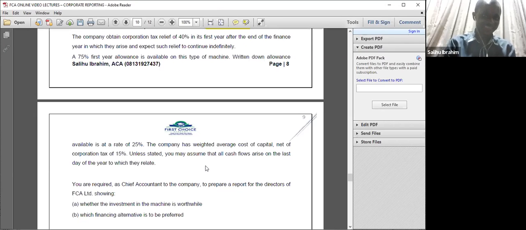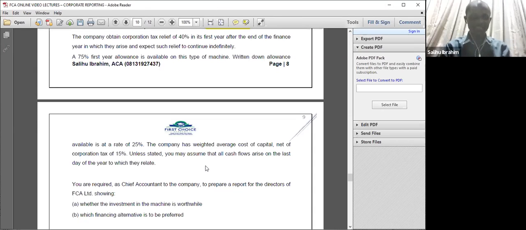Unless stated, you may assume that all cash flows arise on the last day of the year to which they relate. So we are to prepare a report to the directors of FCA Limited showing whether the investment in the machine is worthwhile. Now, how will I get that? That is the acquisition decision, right?